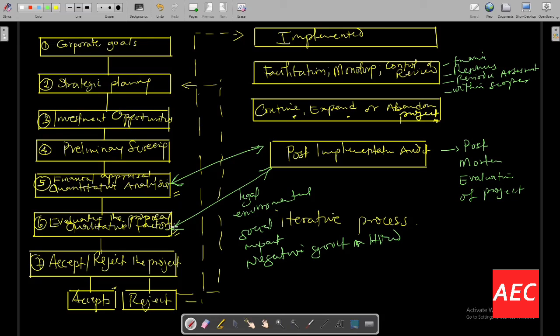So the next thing we are going to consider is relevant cash flows in capital budgeting.